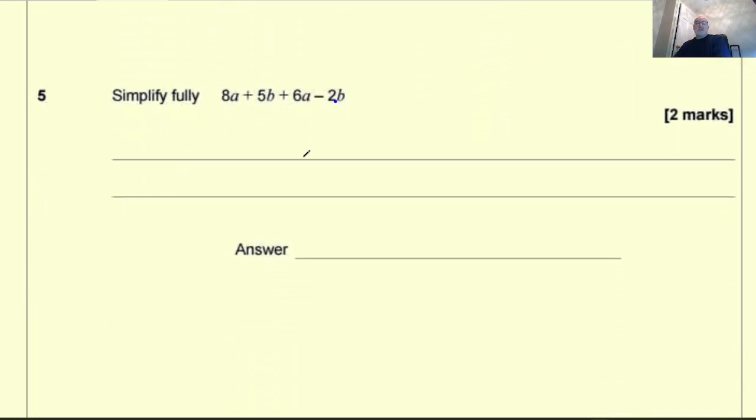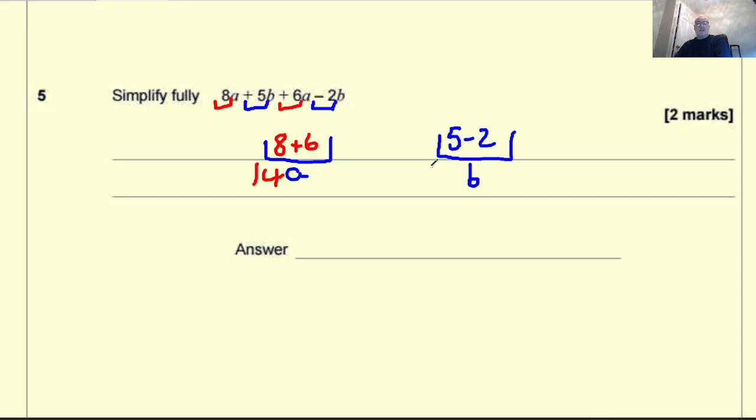Question 5. If we can imagine this like whenever we've got any variables, we put a pot just to put them variables in. This is my pot for A's, this is my pot for B's. For the A's, the coefficient, the number in front, I'm going to put first. So 8 lots of A plus 6 lots of A, that's going to give me 14A. And if I look at the B's, I've got 5 lots of B take away 2 lots of B, and 5 take away 2 is going to give me 3. So my answer, 14A plus 3B.